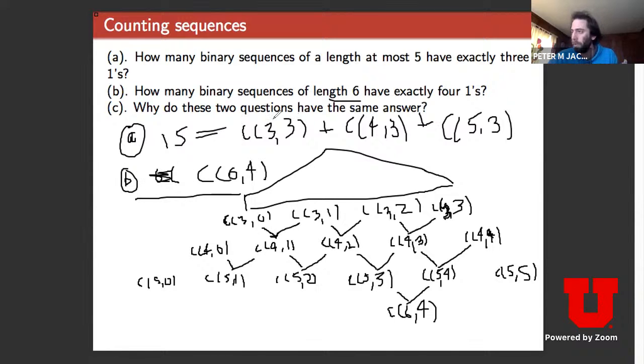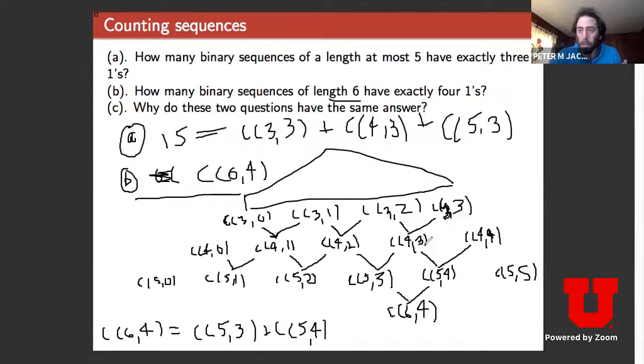And this question says, why do these two questions have the same answer? Well, the answer to part A is 3 choose 3 plus 4 choose 3 plus 5 choose 3. Now we're going to use this pattern and how these choose functions are related to each other to explain why parts B and A are the same. We can start by observing that 6 choose 4 equals 5 choose 3 plus 5 choose 4. Then we can use that 5 choose 4 is 4 choose 3 plus 4 choose 4.